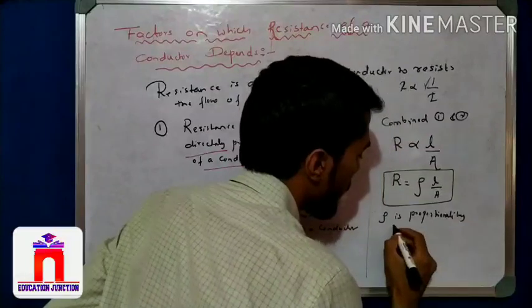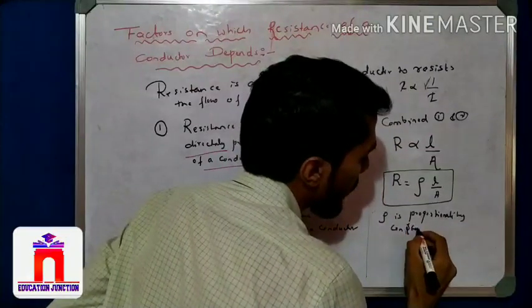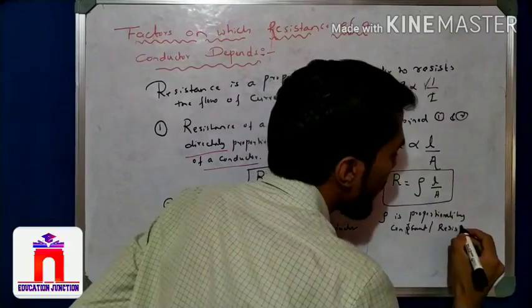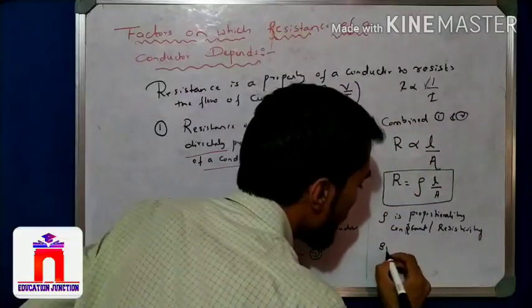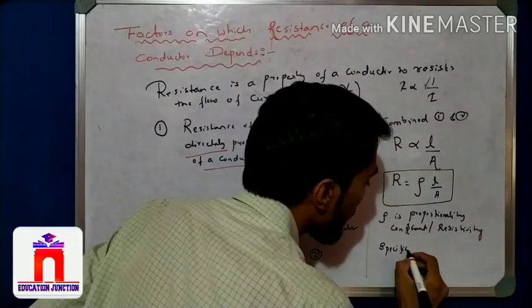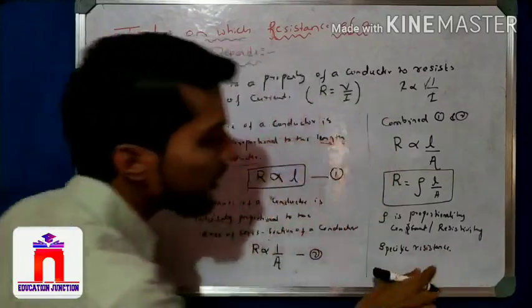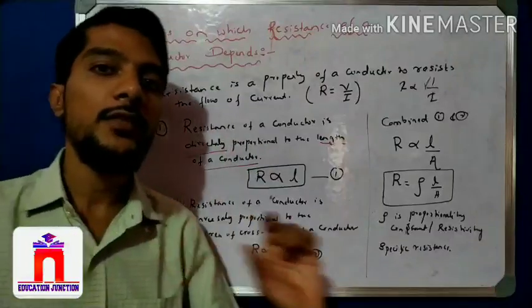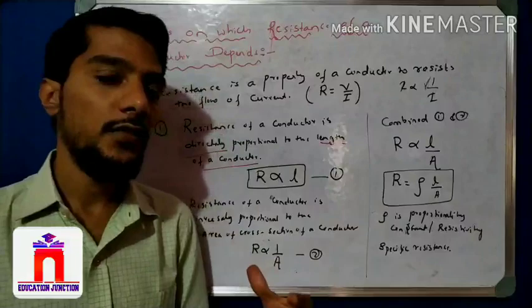Proportionality constant, also called resistivity, or specific resistance. Specific resistance in terms of length and area. Right? Resistance is different, specific resistance is different. Resistivity is different, specific resistivity is different.